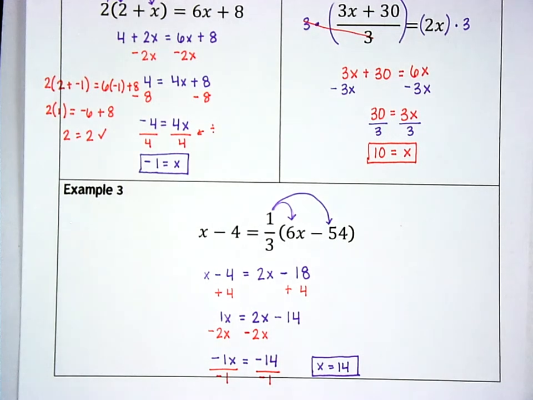So just to recap again, the goals of solving these types of equations is to find the value of the variable that makes the equation true. And we're going to use steps that help us isolate all of the variables to one side of the equation and isolate the constants to the other side of the equation.